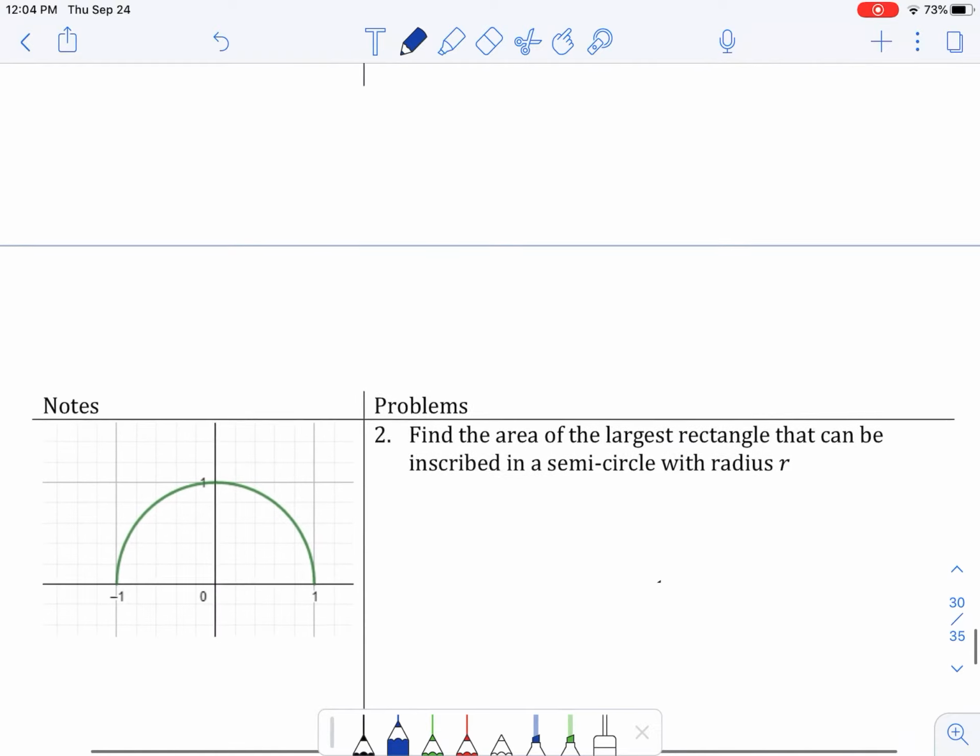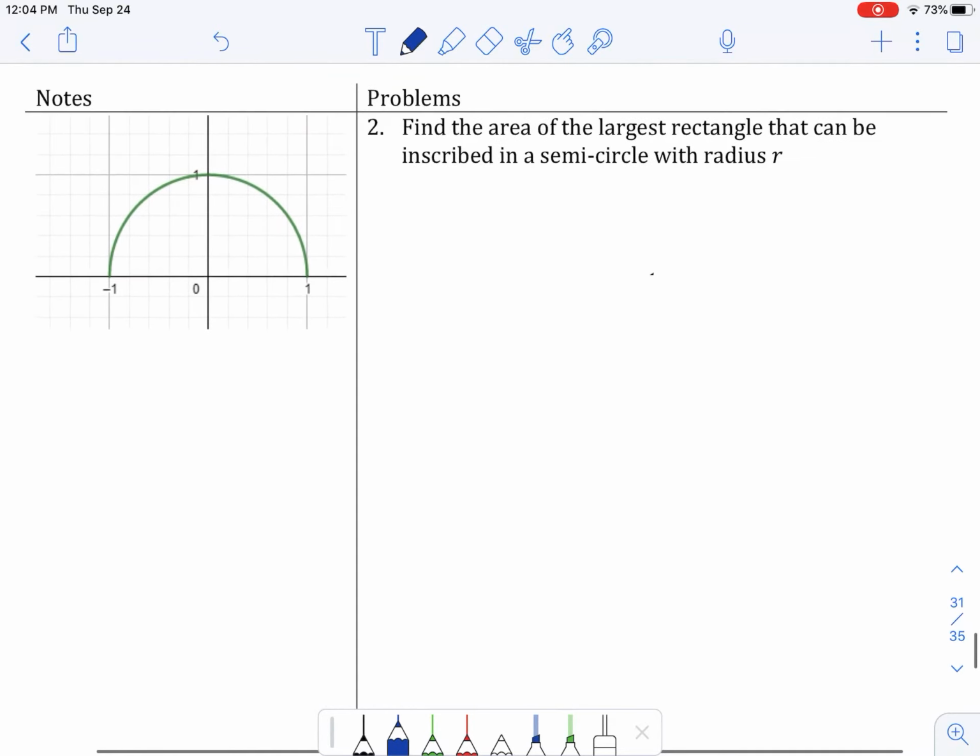Now, let's look at an optimization problem that's really common that requires a little bit more work with remembering some algebra skills. So here it asks, find the area of the largest rectangle that can be inscribed in a semicircle with radius r. If I'm looking at this semicircle here, a rectangle inscribed would be like this. And now we want to find a way to have the area of the largest rectangle.